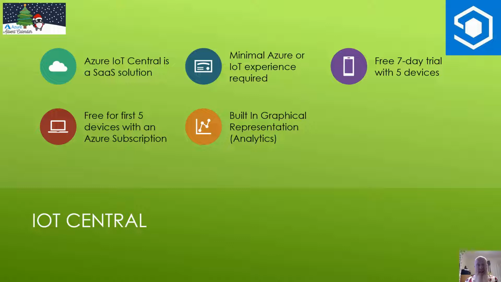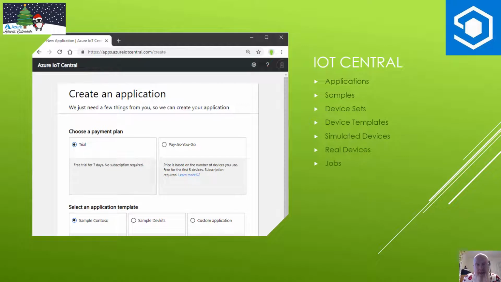And it also has built-in graphical representation. I've got my own analytics built in. I don't need to do anything else, but we have some ability to get the data out and do more with it if we want. So what is it? IoT Central. It's a collection of applications. You go and create an application. Your first application is free.